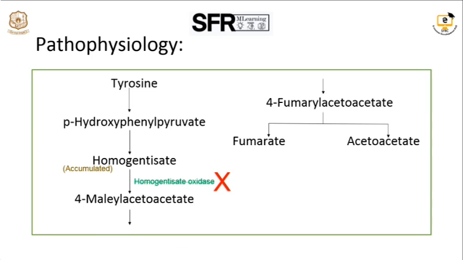So moving on to the pathophysiology, tyrosine has to undergo its normal metabolic pathway, forming fumarate and acetoacetate. But due to some gene mutation, the enzyme homogentisate oxidase doesn't get synthesized in our body, and this leads to accumulation of homogentisate in bones, joints, tissues and blood. This leads to a defective metabolic pathway.